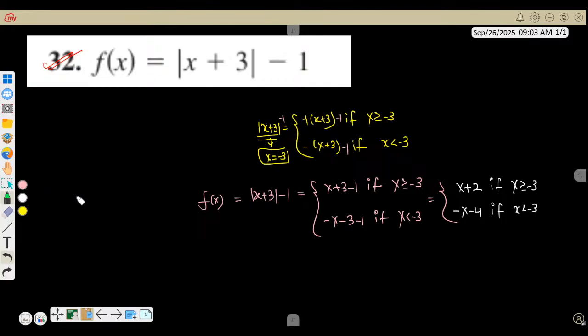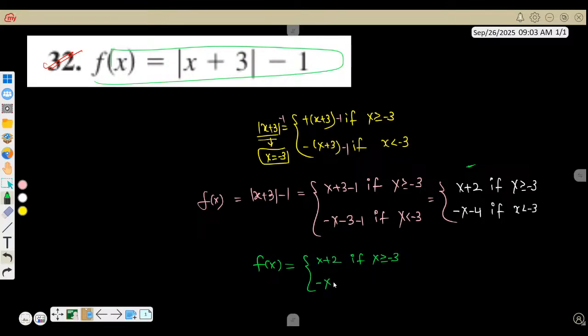Do you have any doubt in this function? So it means my given function is converted. And now finally what I have is x plus 2 if x is greater than -3, or minus x minus 4 if x is less than -3. So you got it? Yeah. Okay. Now do the derivative of this.